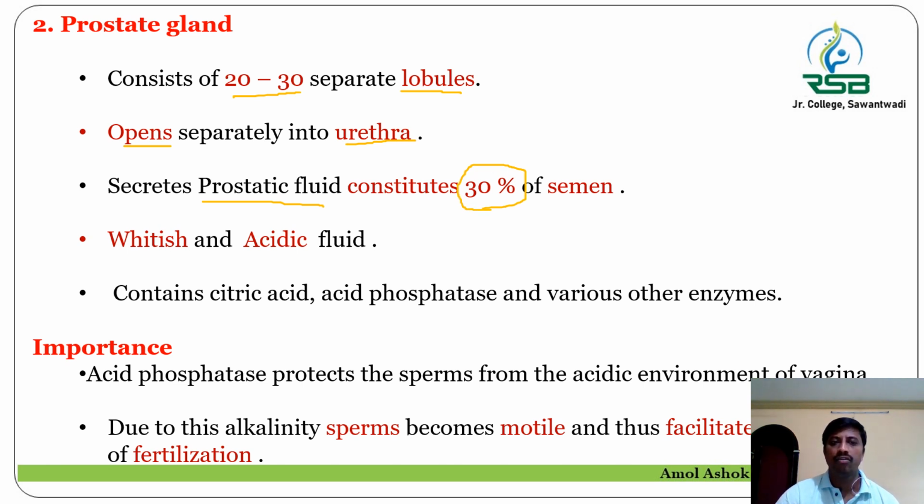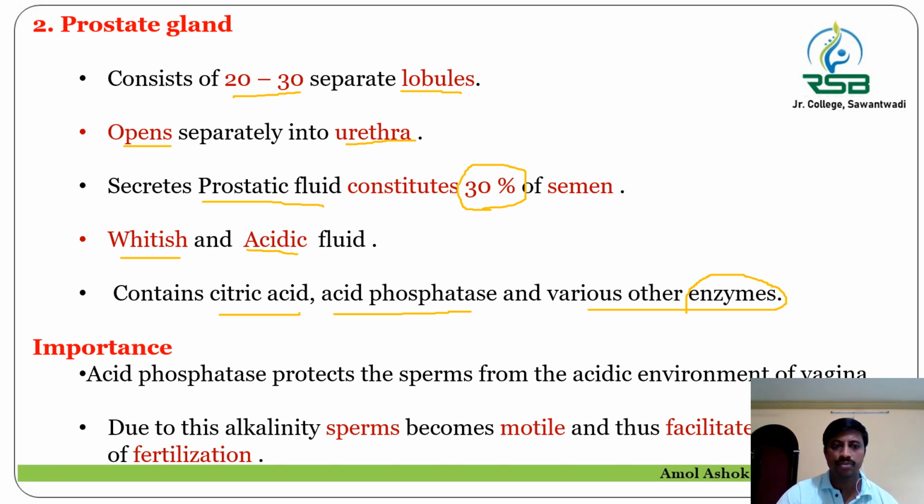The nature of this prostatic fluid is acidic and it is whitish in color. So this prostatic fluid contains citric acid, then the most important part, acid phosphatase, and various enzymes. So what is the importance of this prostatic fluid?